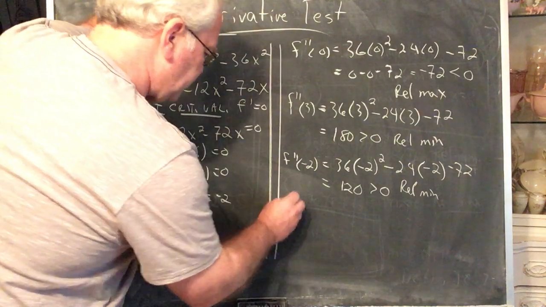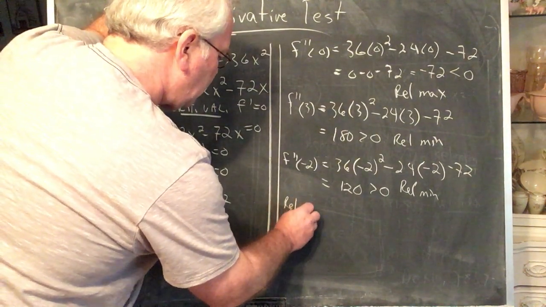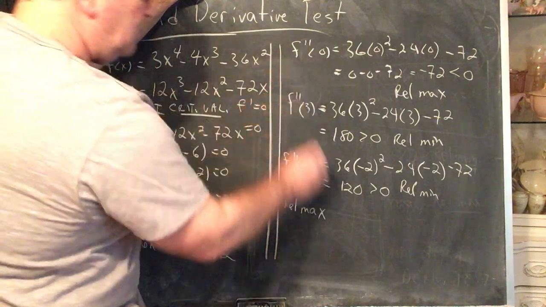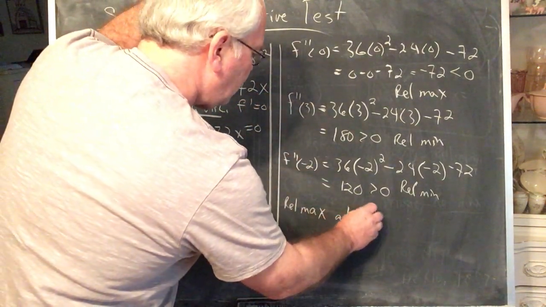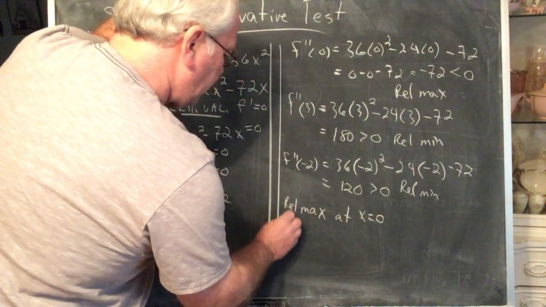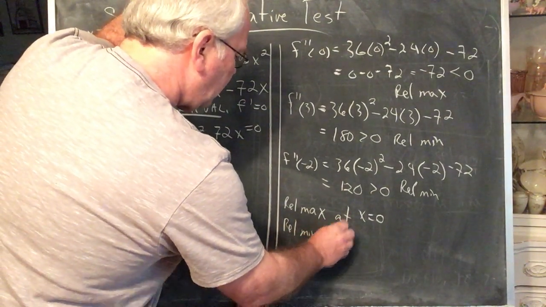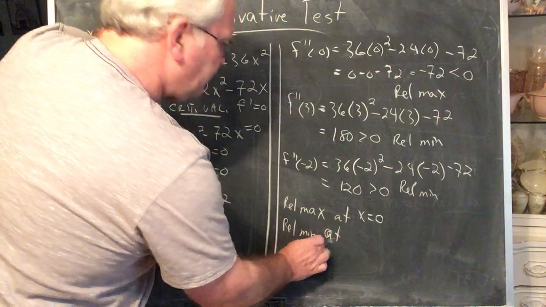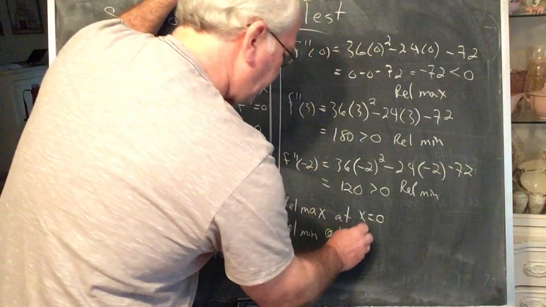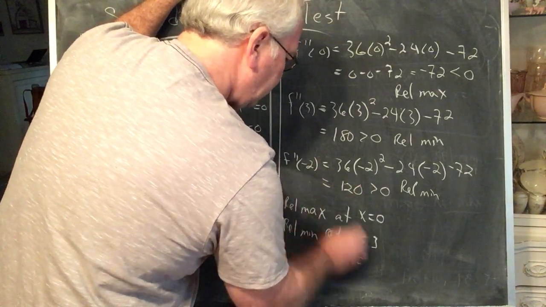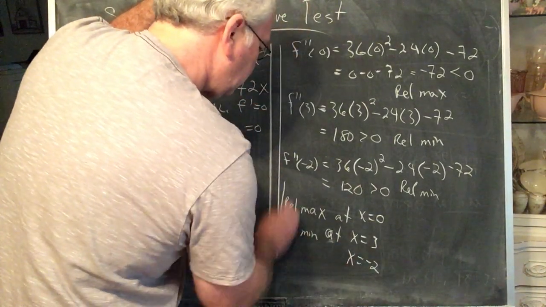So let's summarize our result. We have a relative max at x equals 0. We have a relative minimum. Actually, there are 2 of these, right? 2 relative minima. There's one at x equals 3 and at x equals negative 2.